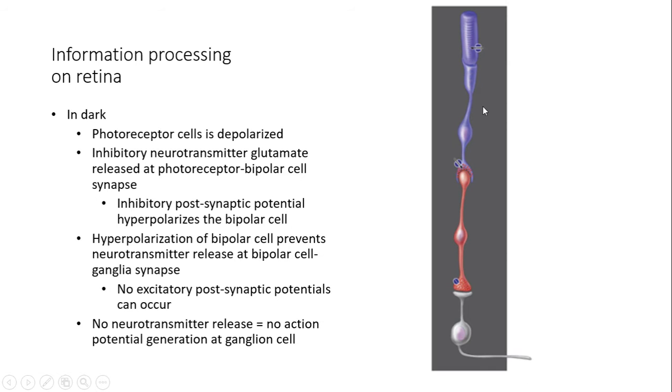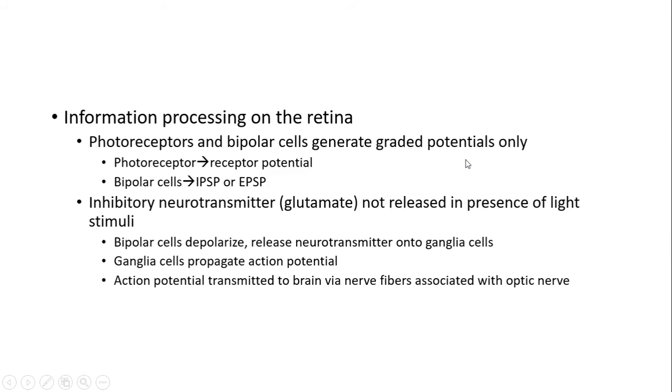And we see the opposite effect when it's in the dark. Remember, D with the D: in the dark, it becomes depolarized. So when it becomes depolarized in the dark, it does release its neurotransmitter, which is glutamate. So the bipolar cells, depolarized, release neurotransmitter onto the ganglion cell.